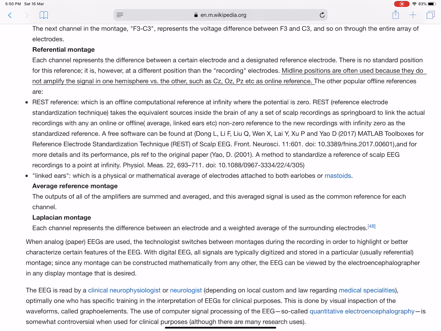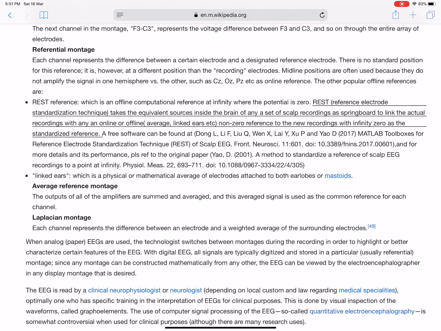The other popular offline references are REST reference, which is an offline computational reference at infinity where the potential is zero. REST, the reference electrode standardization technique, takes the equivalent sources inside the brain of any set of scalp recordings as a springboard to link the actual recordings with any online or offline reference, average, linked ears etc.